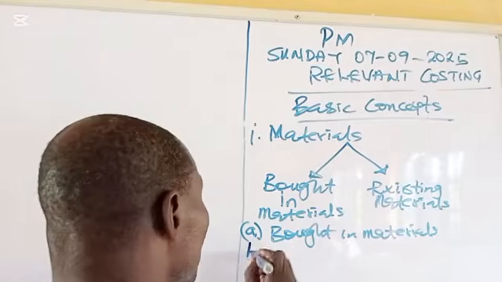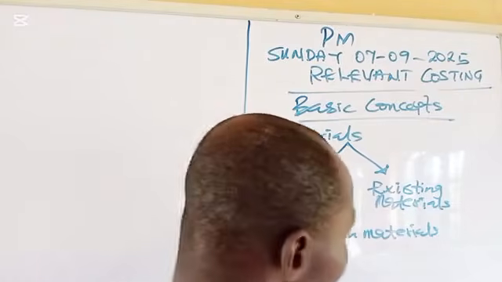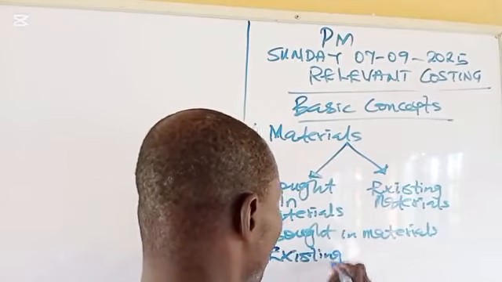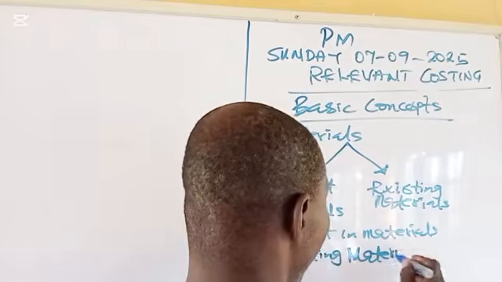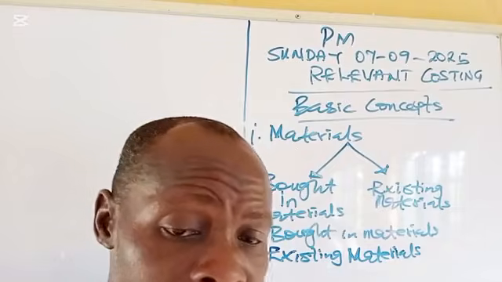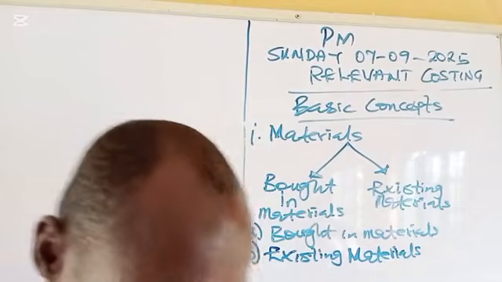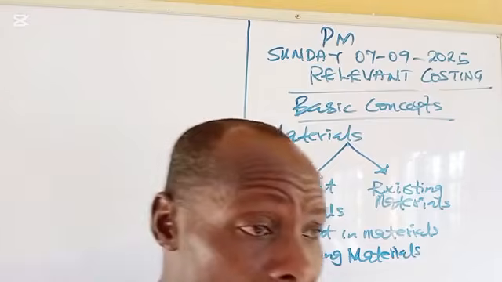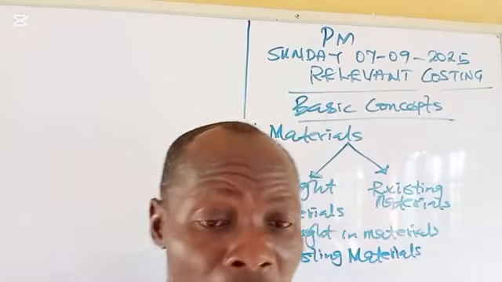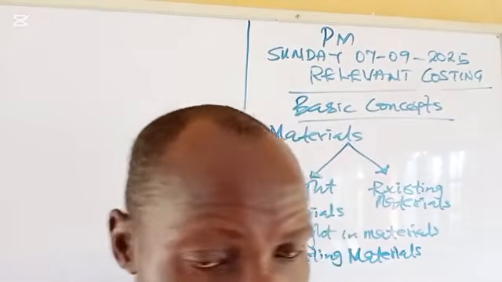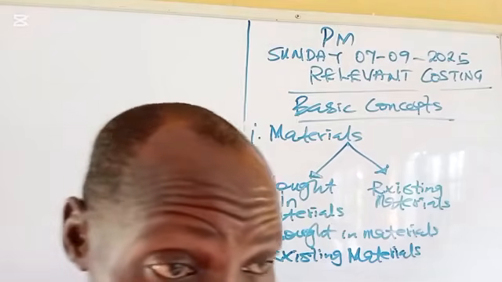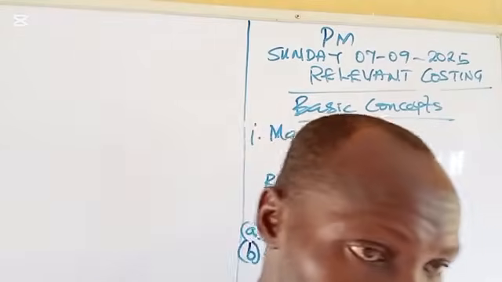The second classification we'll be looking at is existing materials. Existing materials are materials that are held in inventories. So what does that mean? That means you have them as what? Stocks. You store them. They are in your store.